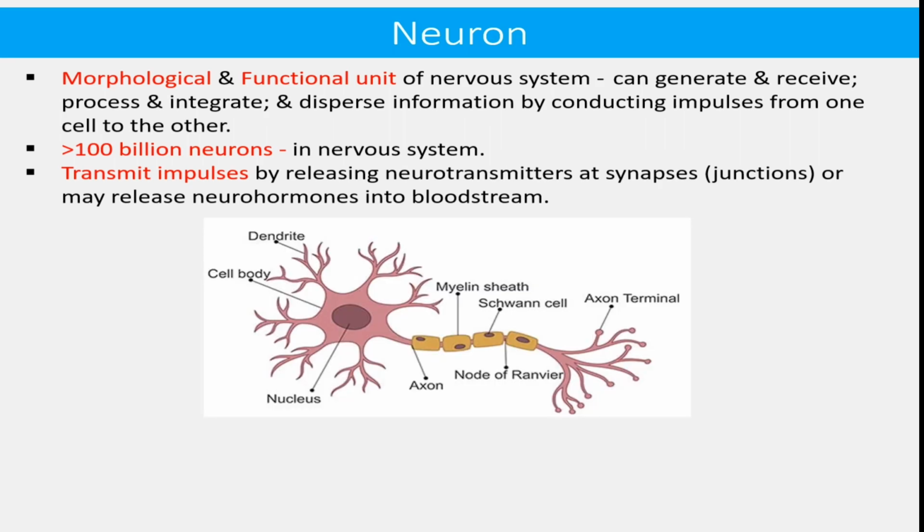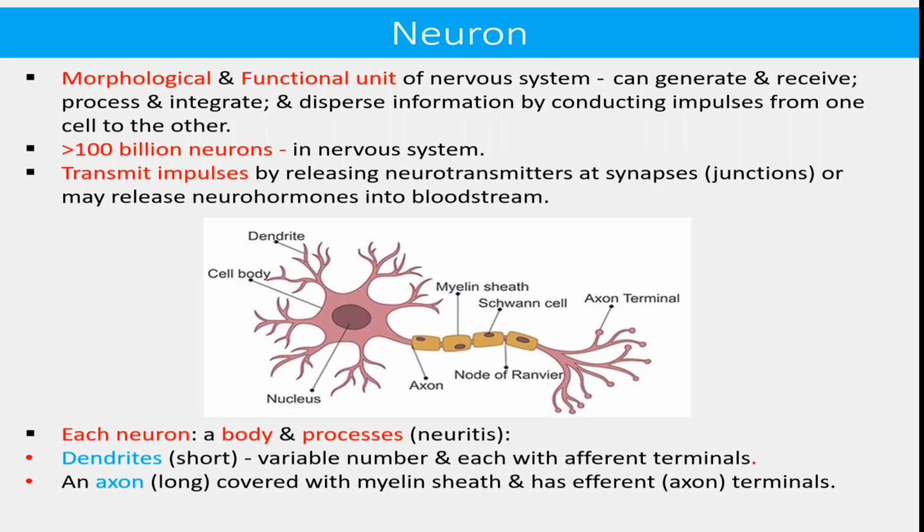neurohormones into the bloodstream. Each neuron has a body and multiple processes. There are two types of processes. Number one is dendrites, which are short ones and are of variable number, and each has afferent terminals at their ends. The second one is an axon, which is one in each neuron and is covered with myelin sheath and has efferent terminals at its end.